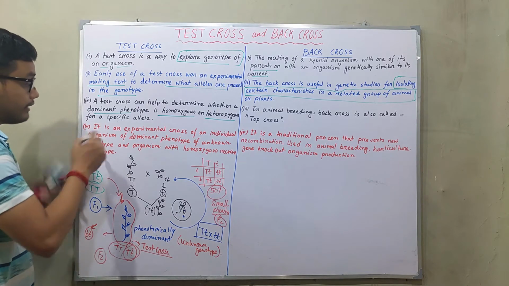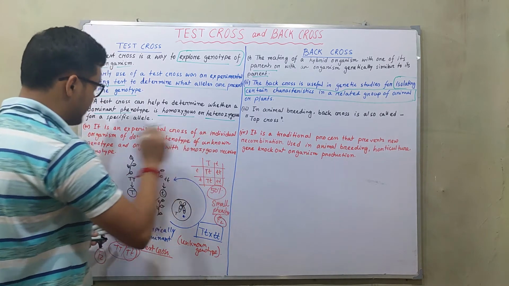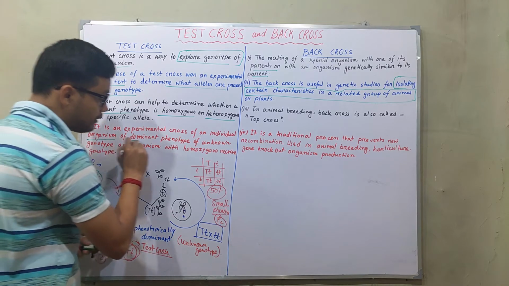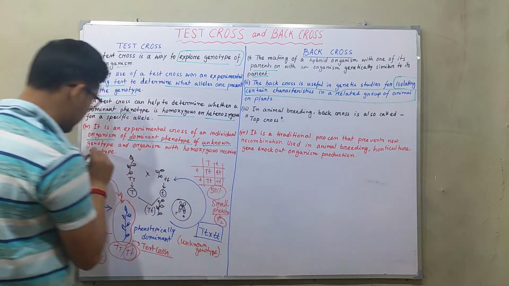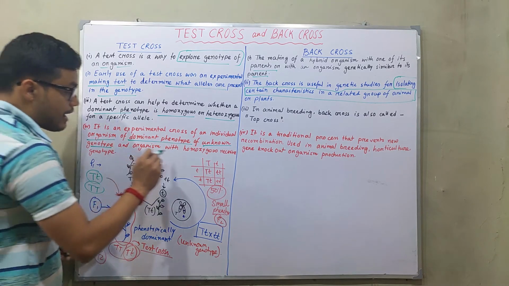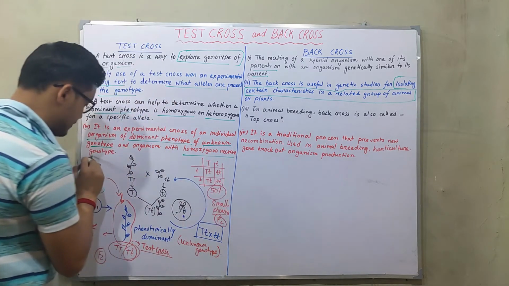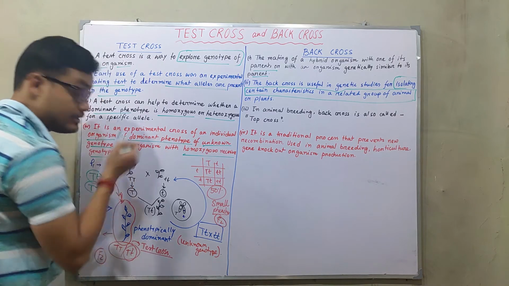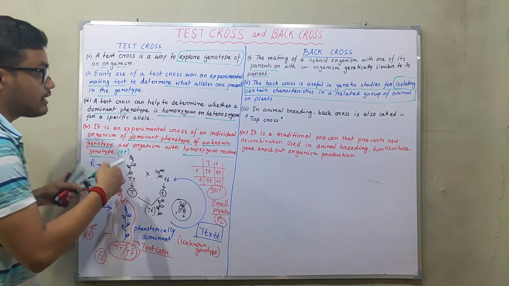Okay, and it is an experimental cross of an individual organism of dominant phenotype of unknown genotype and an organism with homozygous recessive genotype, that is small t in this case. So this is basically a test cross.